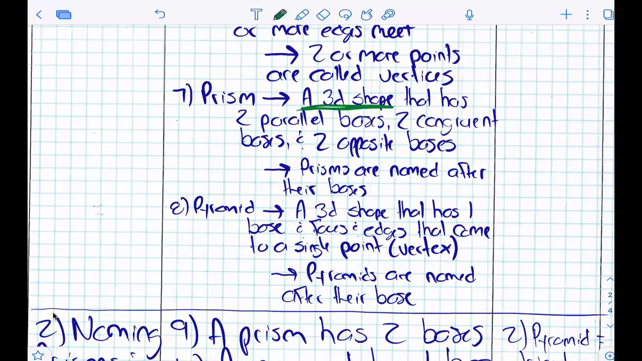A prism is what kind of shape? It's a 3D shape. It has how many parallel bases? 2. It has how many congruent bases? 2. And its bases are always opposite. Okay? Prisms then are always named after their bases. Prisms are named after their bases.